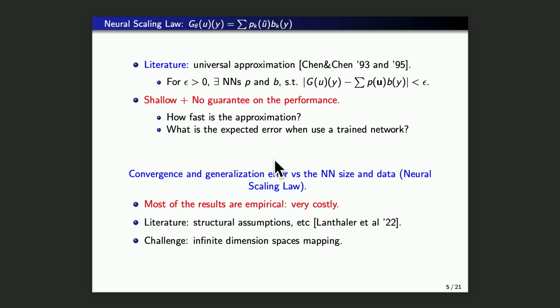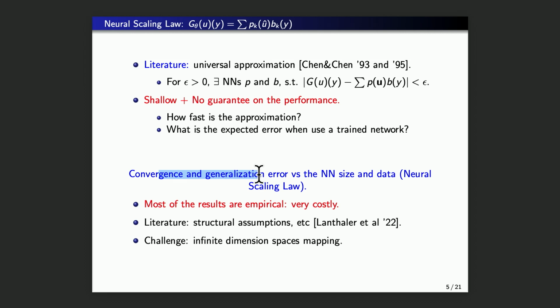Okay, and here if we want to do some analysis, we want to see if this error will decay, and how this error will decay if we have a bigger and bigger training data set. Most of the study about generalization and also convergence error analysis is very empirical.